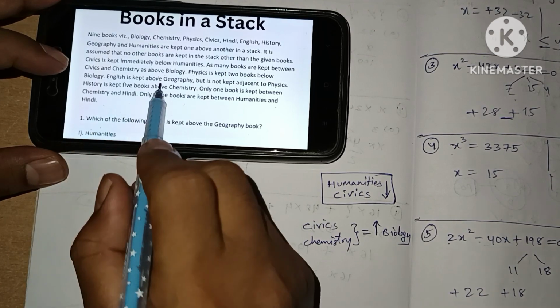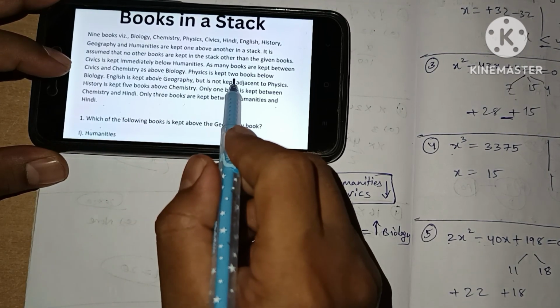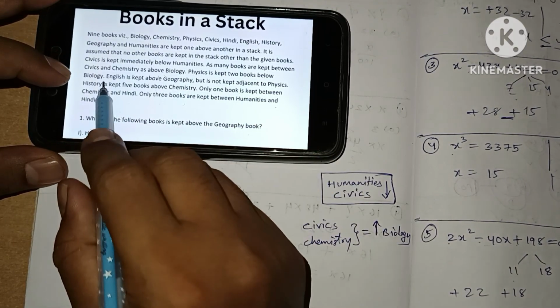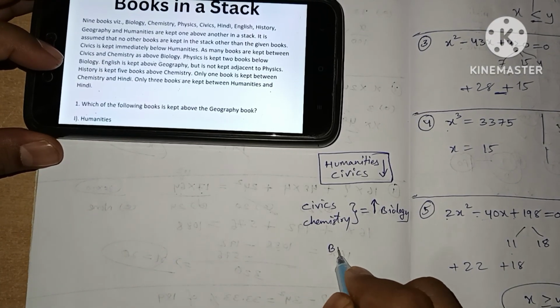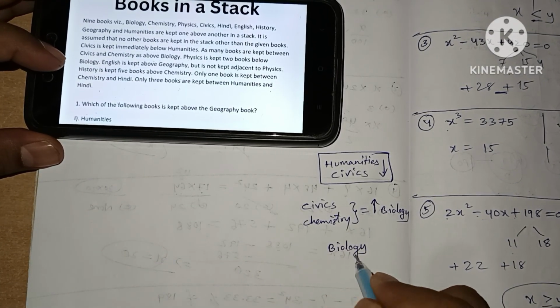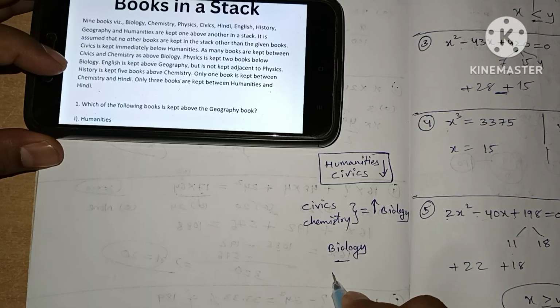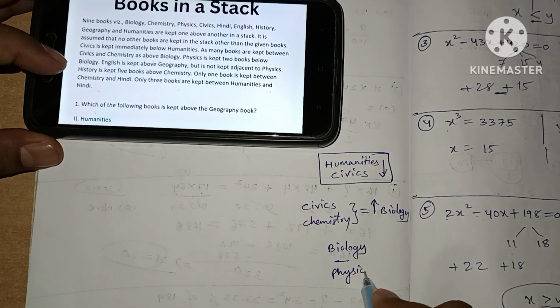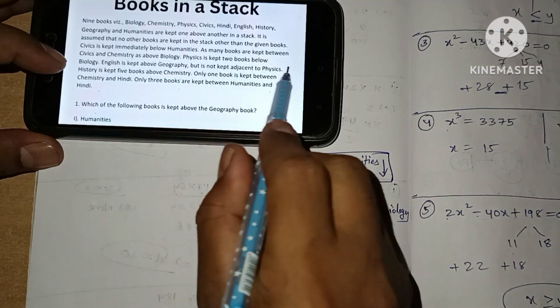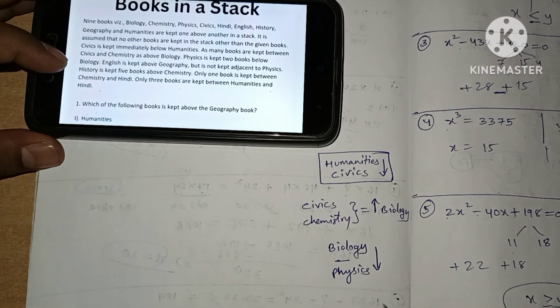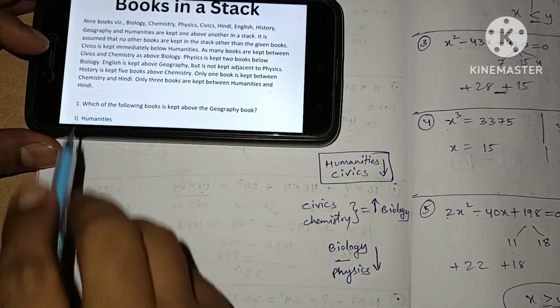Next one: physics is kept 2 books below biology. What it means is biology is one, and the second one is physics. This is what it means: physics is kept 2 books below biology. This one. Next.